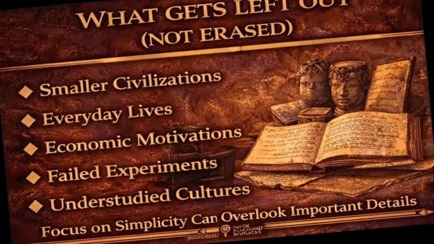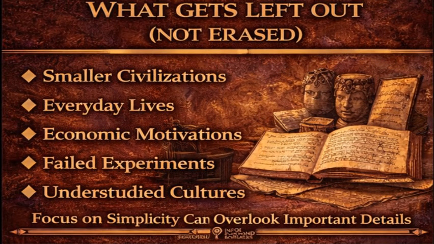Hidden history is rarely erased intentionally. More often, it is simply left out. Commonly excluded topics include smaller civilizations, everyday people's lives, economic motivations behind wars, failed experiments and wrong ideas, contributions from less documented cultures. Textbooks focus on what is easiest to explain and test, not what is most complete. As a result, history can feel like a straight line, even though it was shaped by uncertainty and debate.